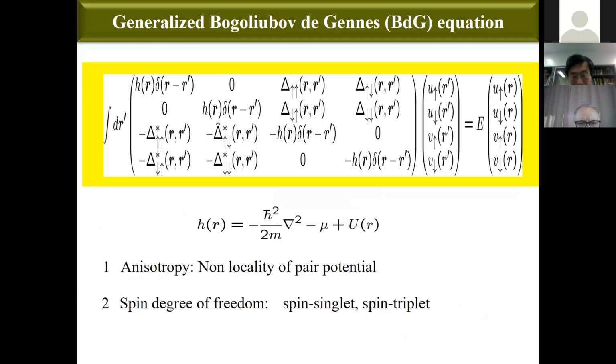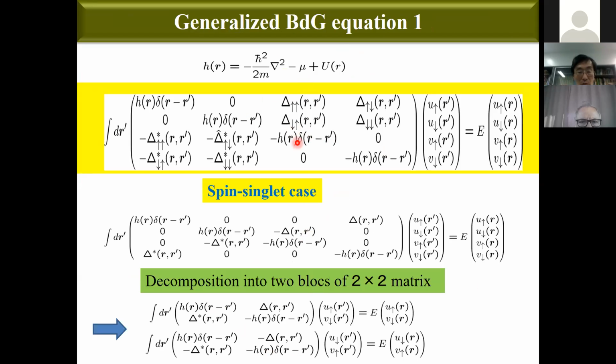Strictly speaking, the Bogoliubov-de Gennes equation becomes a little bit complicated because a Cooper pair is formed between two electrons at different places. So this is a quite rigorous formula taking into account anisotropy. And also we should take into account spin degrees of freedom. But if we consider, for example, the spin singlet case, and there is no magnetic potential or spin-orbit coupling in the normal state, then this 4x4 Hamiltonian can be decomposed into two blocks of 2x2 matrices like that. So then the problem becomes a little bit simplified.